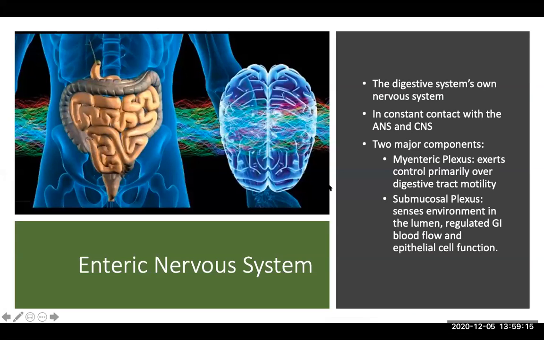The enteric nervous system is the digestive system's own nervous system. So your GI tract has its own nervous system. It's in constant contact with your autonomic nervous system and central nervous system, the brain and spinal cord. Its two major components are the myenteric plexus, which controls the digestive tract motility or movement, and the submucosal plexus, which senses the environment in the lumen, and regulates GI blood flow and epithelial cell function.